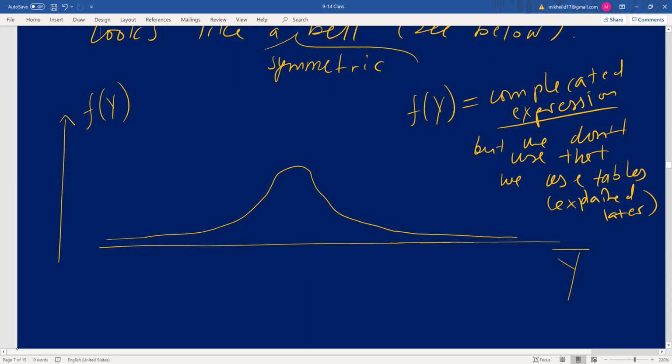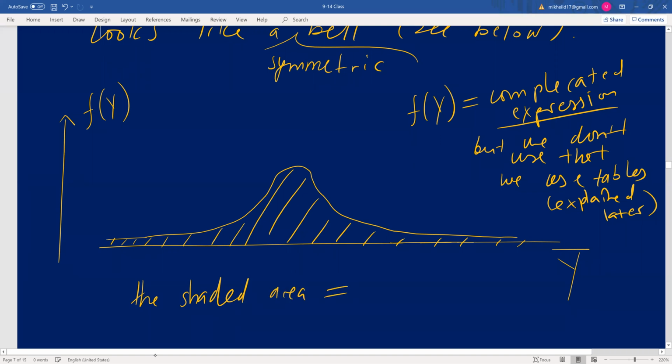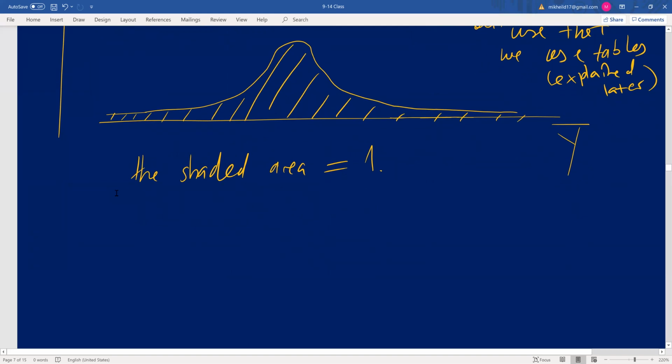Can you tell me the value of the area below this density function? So the shaded area equals 1. Is it 100? Oh, okay. Yes.